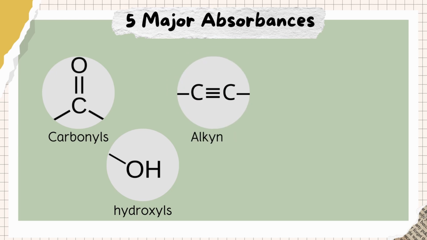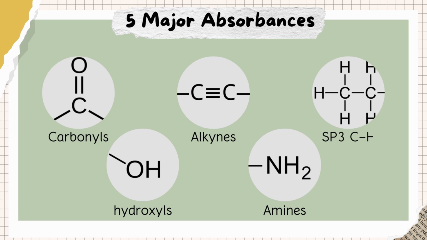3. Alkynes, so those are carbon-carbon triple bonds, and we'll look at the difference between internal and terminal alkynes in the IR spectrum. 4. Amines, and specifically we're talking about primary and secondary amines, so the nitrogens that have hydrogens on them. And finally, not exactly a functional group, but just simple sp3 carbon-hydrogen bonds.